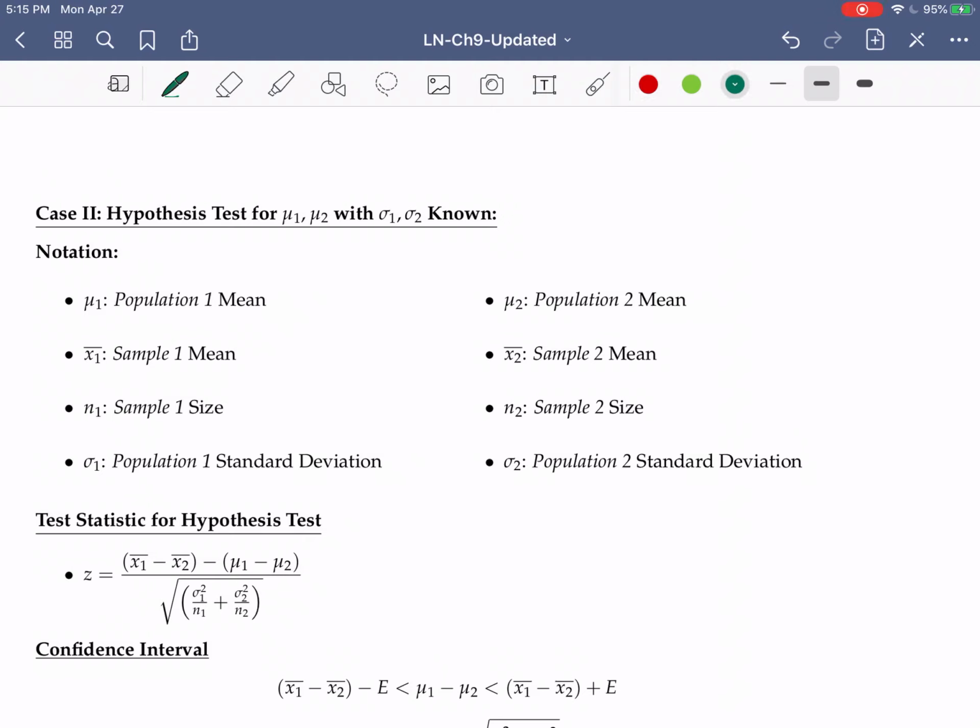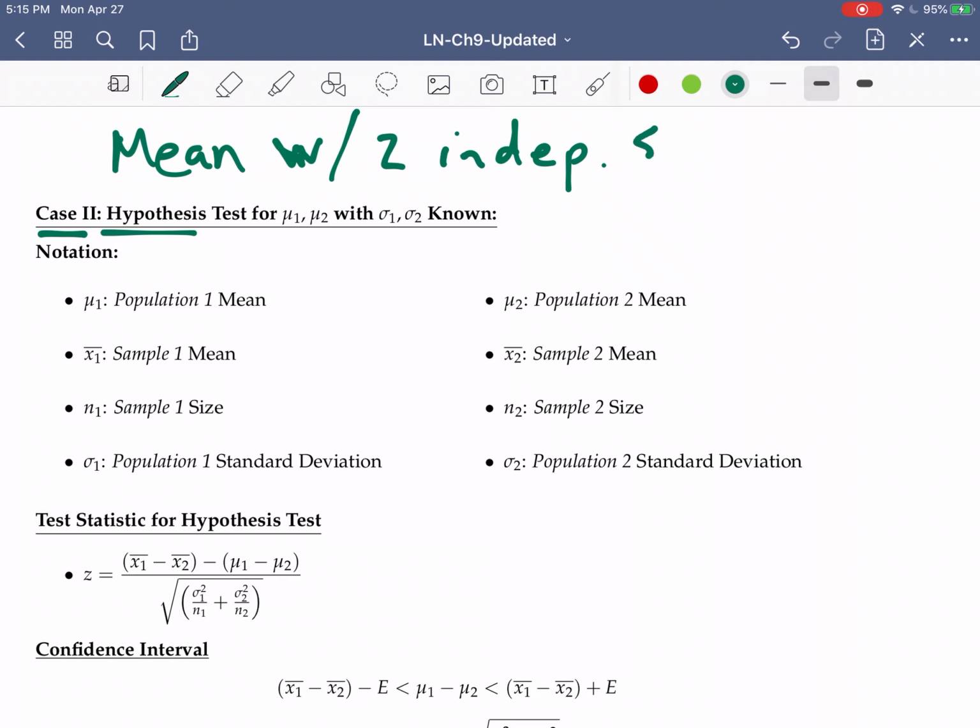In this video, we're going to take a look at our second case where we're dealing with a hypothesis test for a mean with two independent samples. In this second case, we know the values for sigma 1 and sigma 2. So notationally, again, subscripts of 1 will deal with population in sample 1, and subscripts of 2 will deal with population in sample 2.